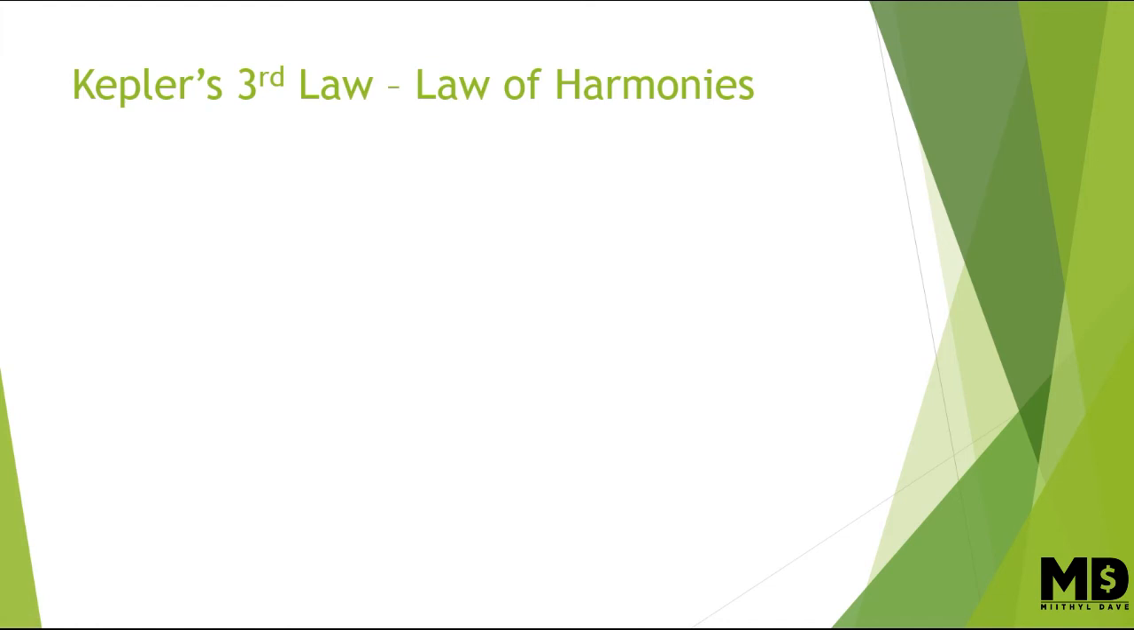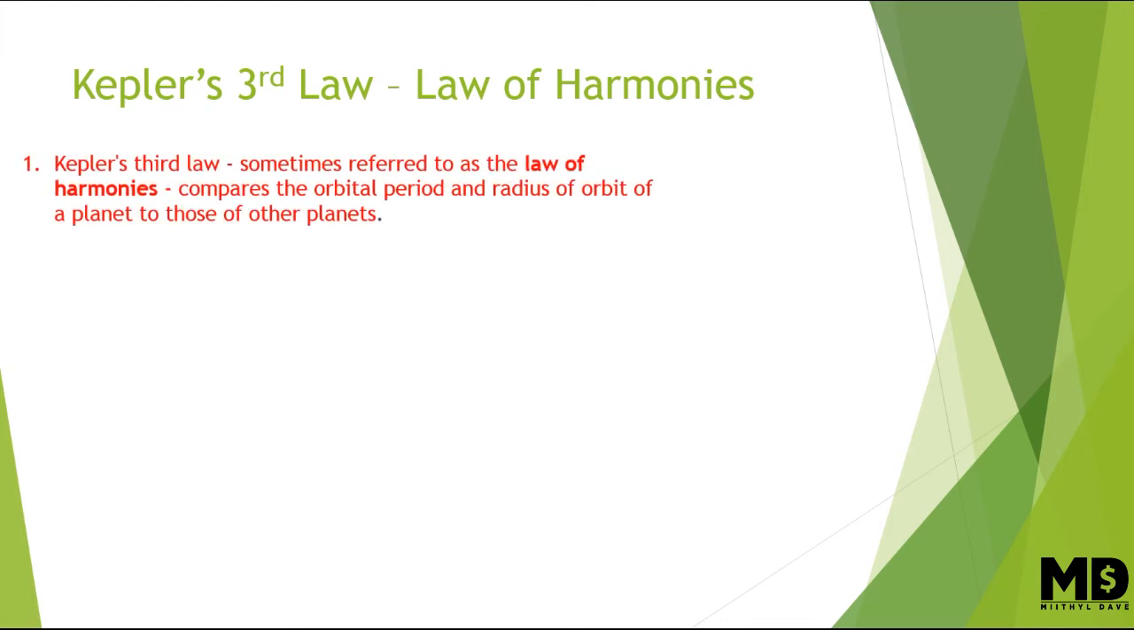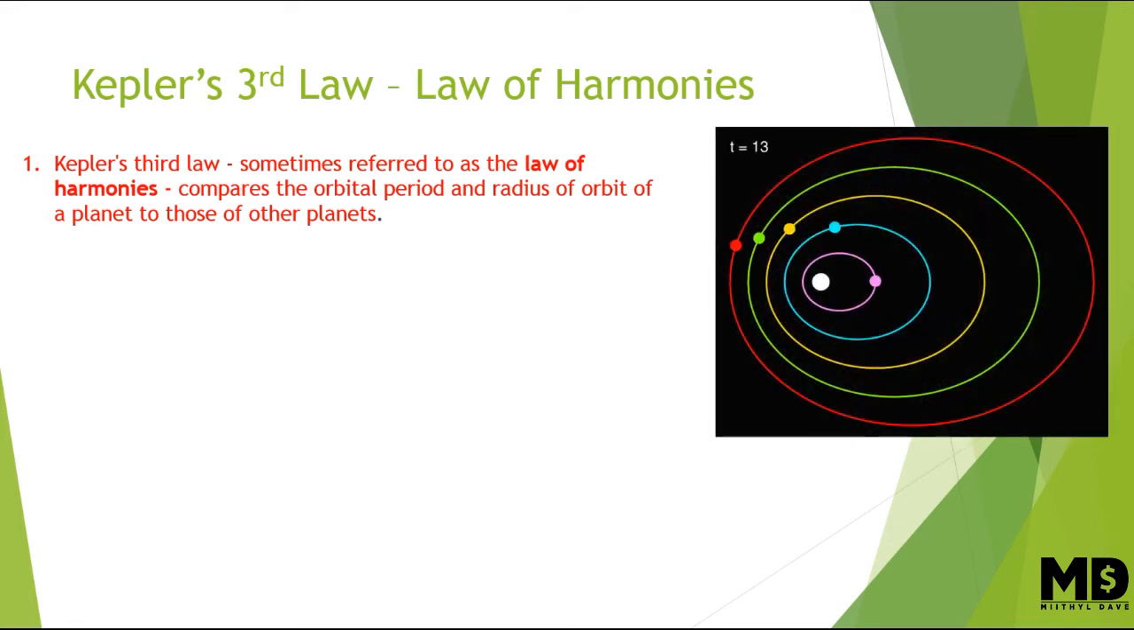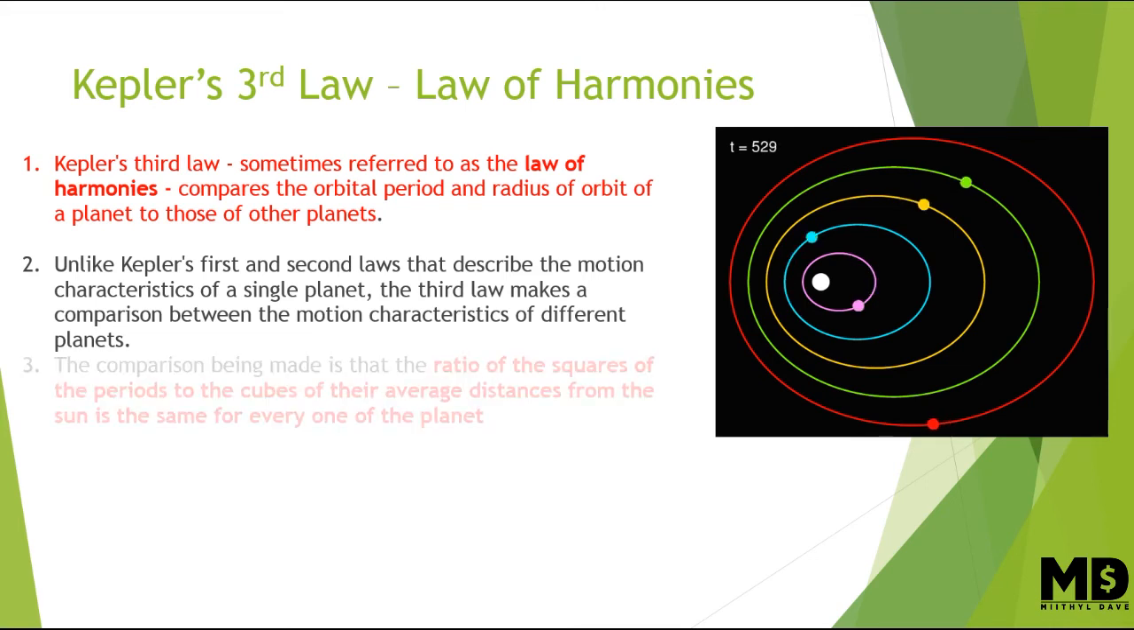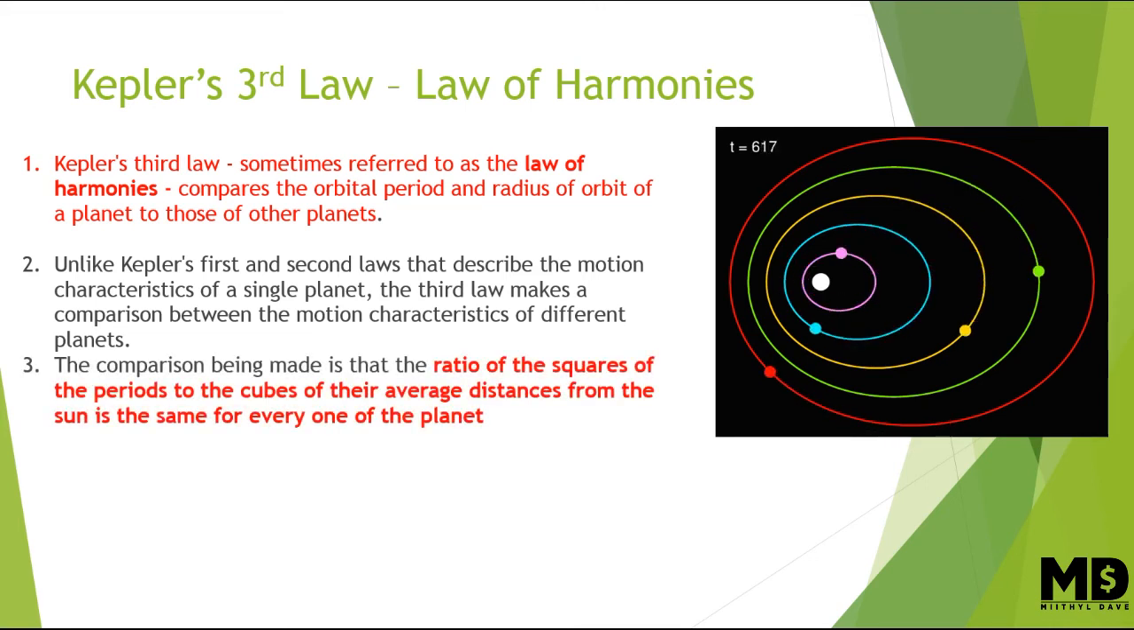Kepler's third law. The third law, sometimes referred to as the law of harmonics, compares the orbital period and the orbital radius of a planet to those of other planets. Unlike Kepler's first and second laws, which describe the motion characteristics of a single planet, the third law makes a comparison between the motion characteristics of different planets. Hence, the comparison made is that the ratio of the square of the period to the cube of the average distance from the sun is the same for every one of the planets.